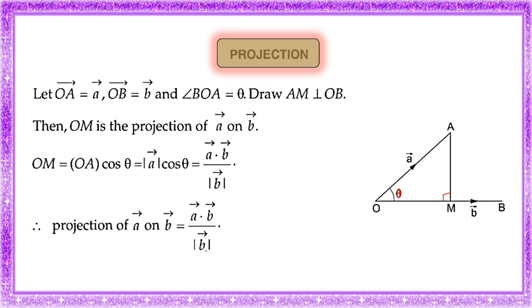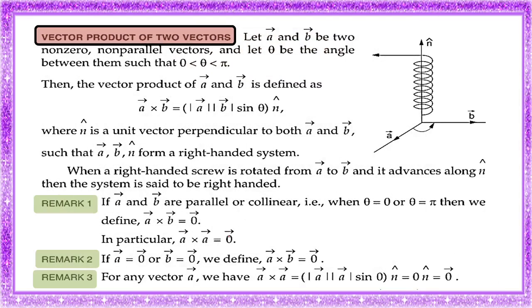So it is A dot B upon magnitude of B. Then next we have vector product, or we call it the cross product. Let A and B be two non-zero, non-parallel vectors and let theta be the angle between them, and this theta is greater than 0 and less than pi. Then the vector product of A and B is defined like this.